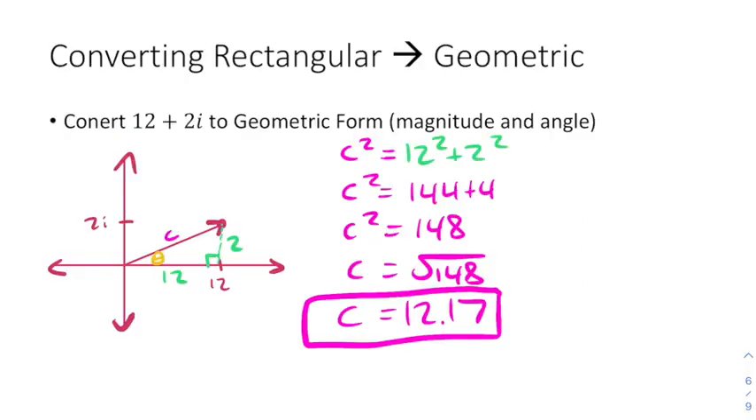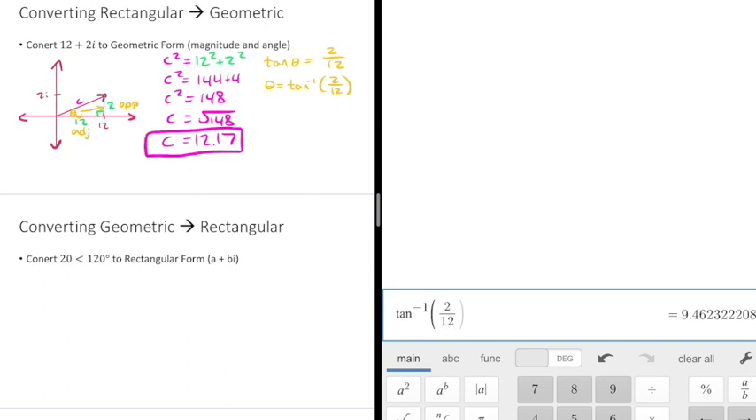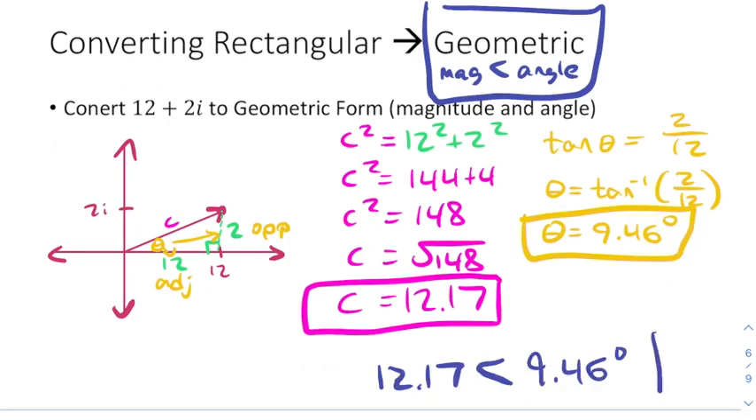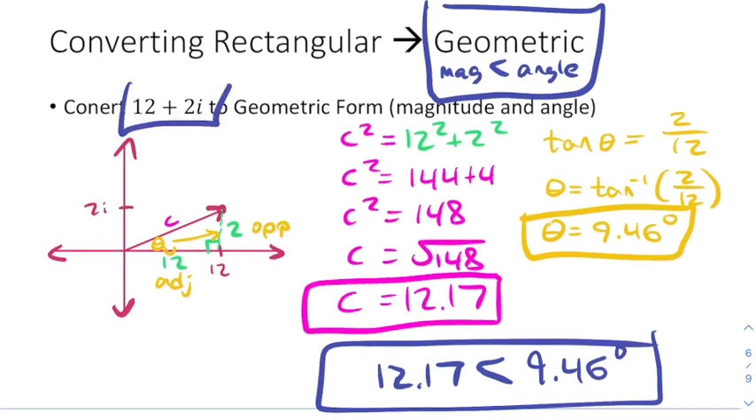And now for theta, we know that the opposite side is 2, and the adjacent side is 12. So we could use tangent and say that the tangent of theta equals 2 over 12. So theta equals the inverse tan of 2 over 12. Keep in mind we're in degree mode here, and we get 9.46. Now, geometric form is magnitude, then we use a less than symbol, and then we put the angle. Well, c is our magnitude, so our geometric form is going to be 12.17, and then 9.46 is our angle. And this would be the geometric form of this vector.